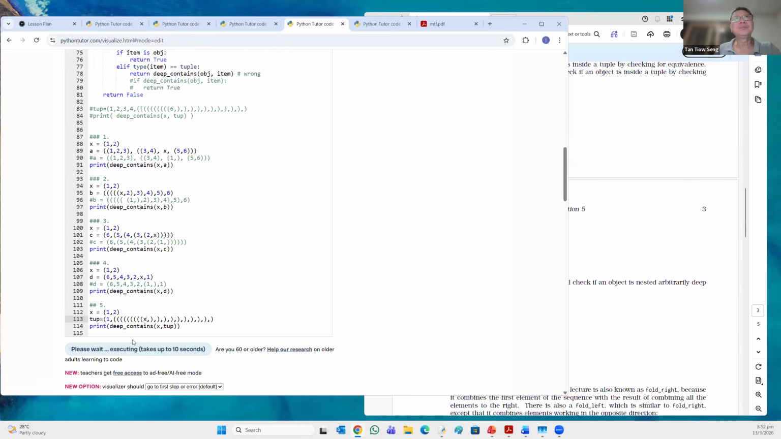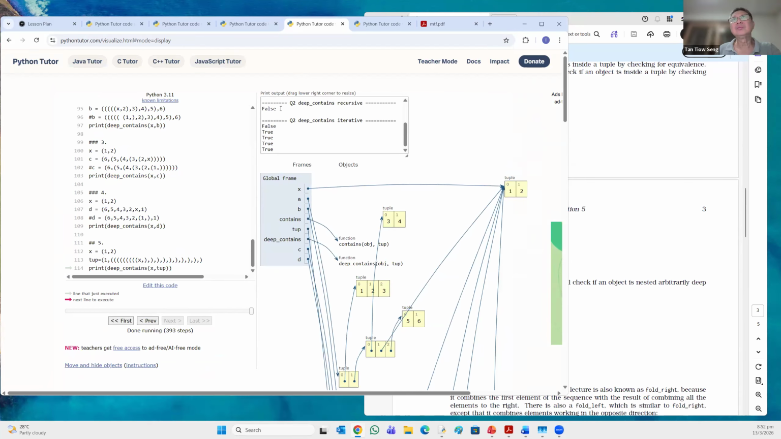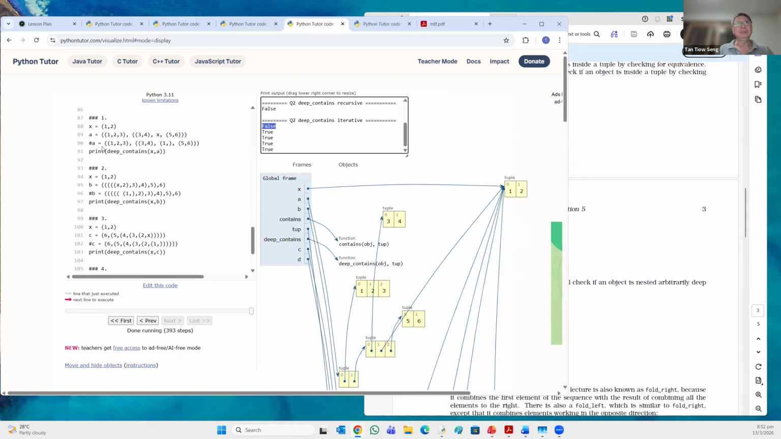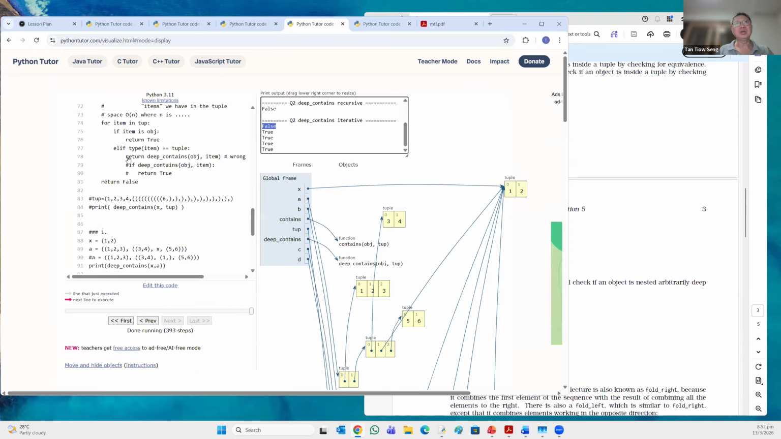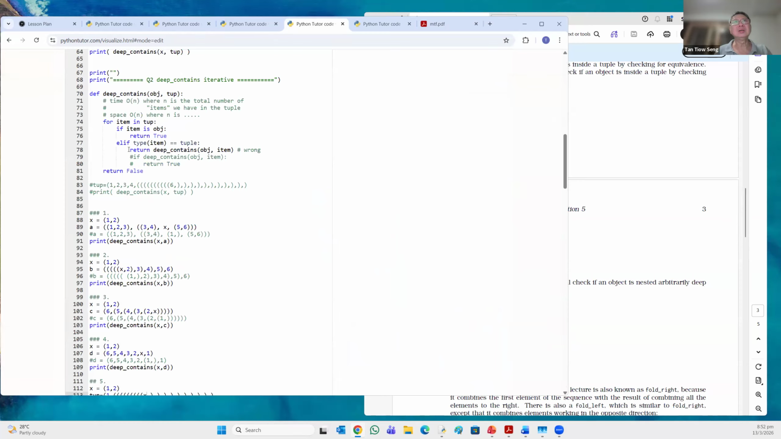Okay, let's see. All right, first case is false. So the code is wrong. This case X is indeed there, but it's false because I changed the code with this line, replacing these two lines. Okay, so much about this. So this is so wrong. This is correct.